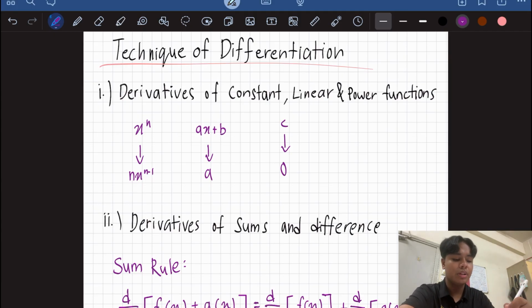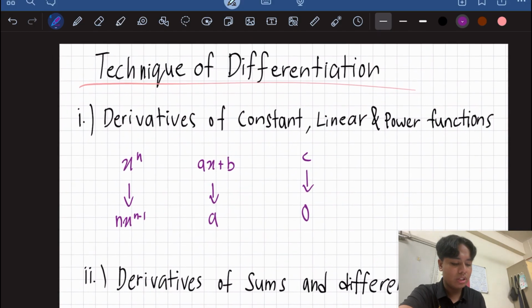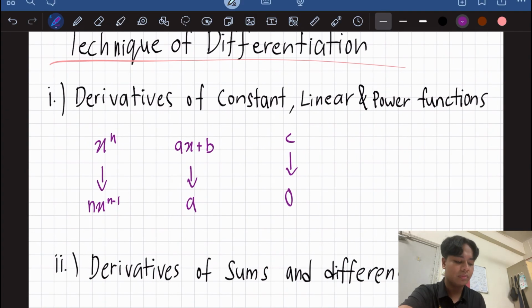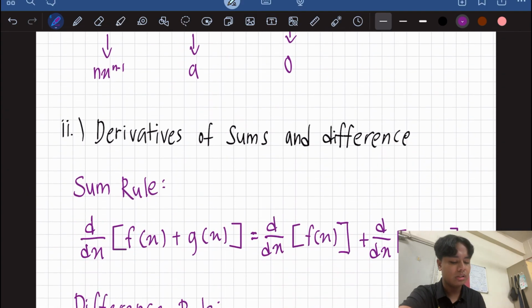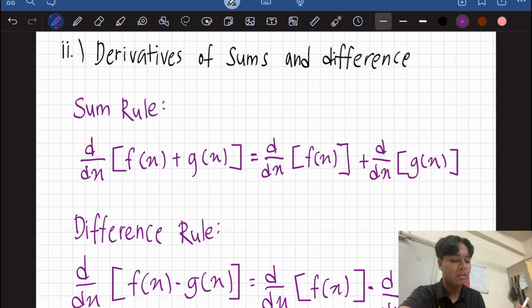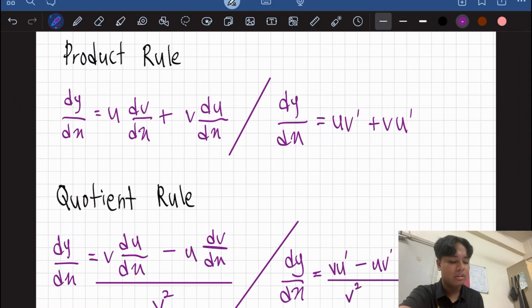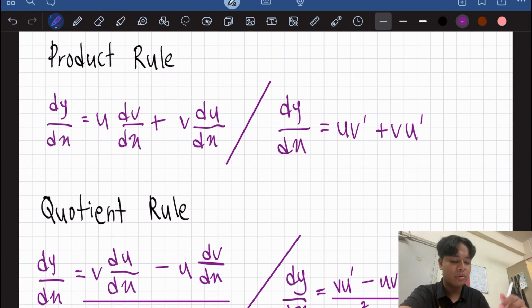Next, we have 5 techniques of differentiation. That is, the first one is derivative of constant, linear, and power function. As you can see, the formula is like shown here. The first one is very simple. The second one is derivative of sum and difference. And the third one is product rule. For product rule and the quotient rule, we have 2 different formulas which will be used and will provide the same outcome for our problem solving.